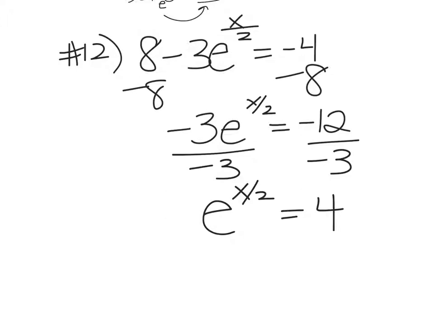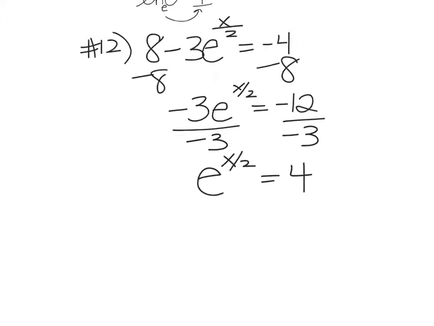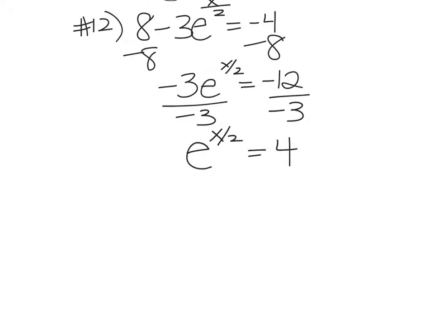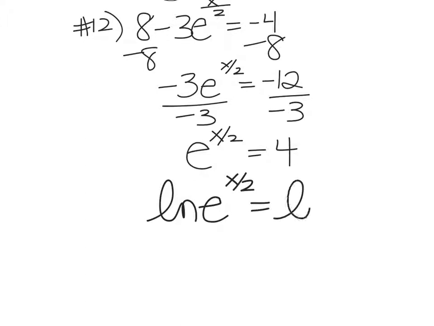Okay, so that first part was just algebra. It's like Algebra 1 stuff that you learned in 8th grade, 9th grade, 10th grade, wherever you learned it. Now, here comes the Algebra 2 stuff. This is the stuff we did today. We have base e. We're solving an exponential equation. We have to log both sides, but we want to natural log both sides. So here we go. Natural log of e to the x over 2 equals natural log of 4.